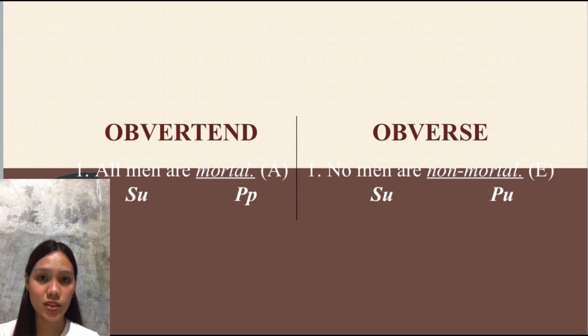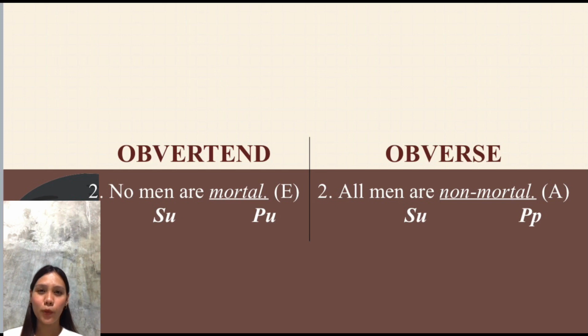All these considerations imply that the obverse of an A proposition is an E proposition. Second example: no men are mortal, which is the obvertend, and all men are non-mortal, which is the obverse. So let an E proposition of the form no men are mortal be our obvertend. To find the obverse of an E proposition, we follow the following instructions.